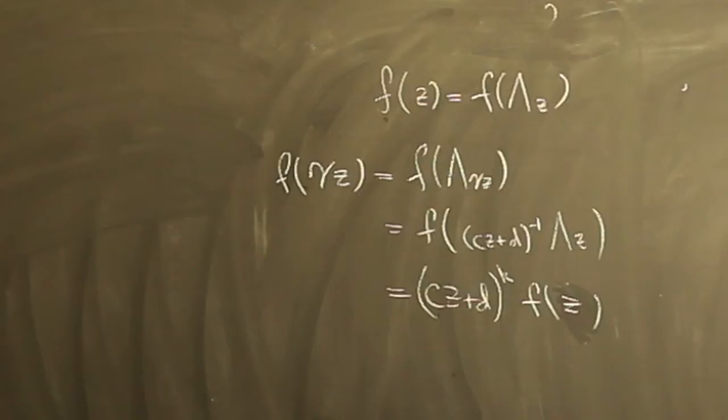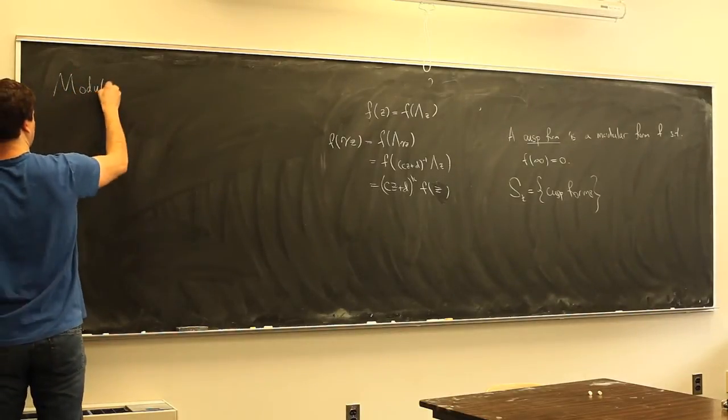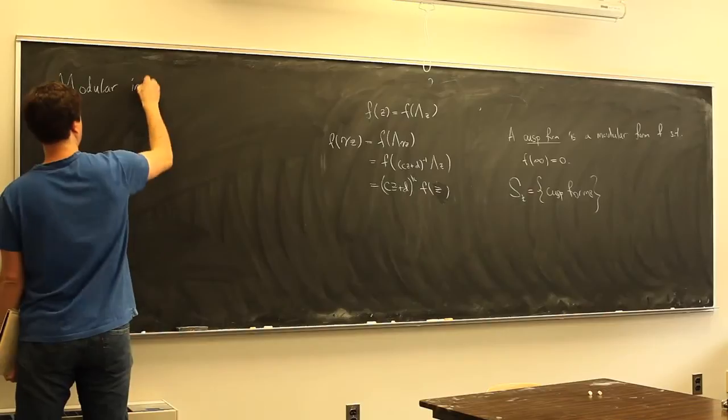So these things are functions on this moduli space, the moduli space of elliptic curves. So it would be good to interpret what these things mean in terms of elliptic curves. The first thing I want to talk about is the modular interpretation of modular forms.